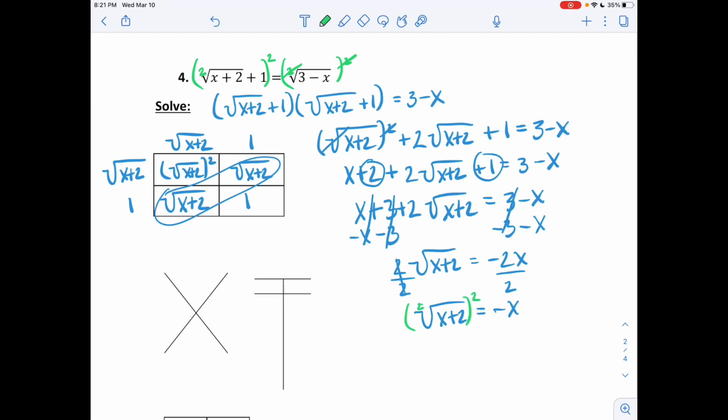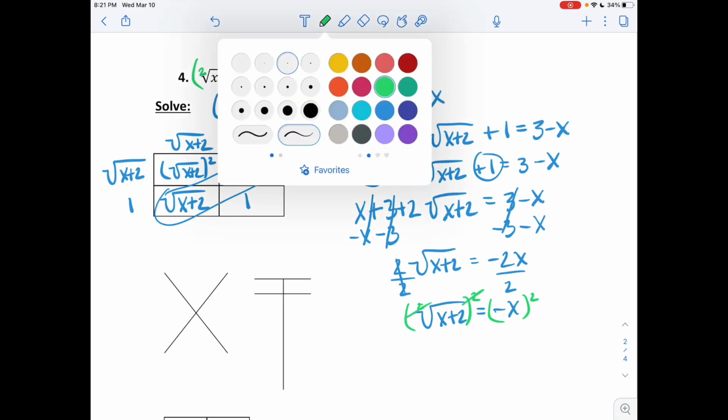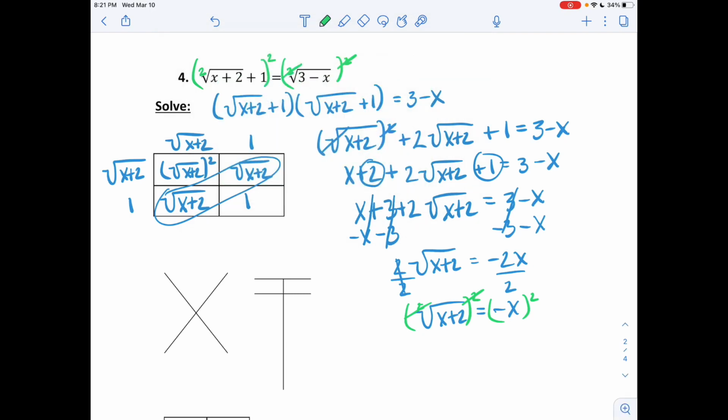Remember that this is a 2. And whatever I do to one side, I have to do to the other side. The 2's will cancel. Square root of 2 canceled by the second power. And I will be left with just x plus 2. And on this side, I have an x squared.